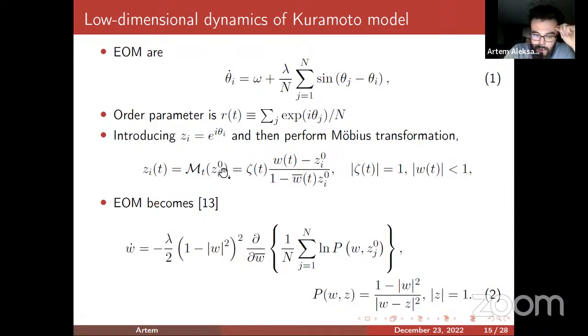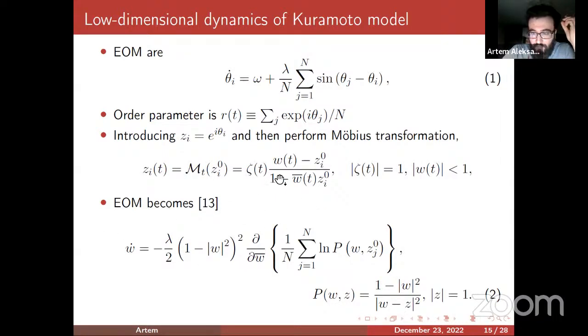Here, Z0 is the initial condition of my model. So at time zero, I have a set of points on the unit circle, and evolving in time, I just rotate my points on the unit circle by the Möbius transformation. And if I substitute the complex phase into the equations of motion and then apply the Möbius transformation, I can find the low-dimensional dynamics of the Kuramoto model. It was done in 2009, several years ago, and the result is the following.